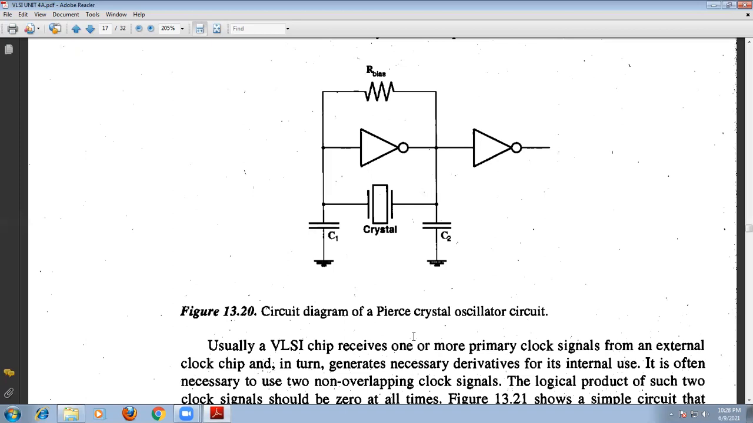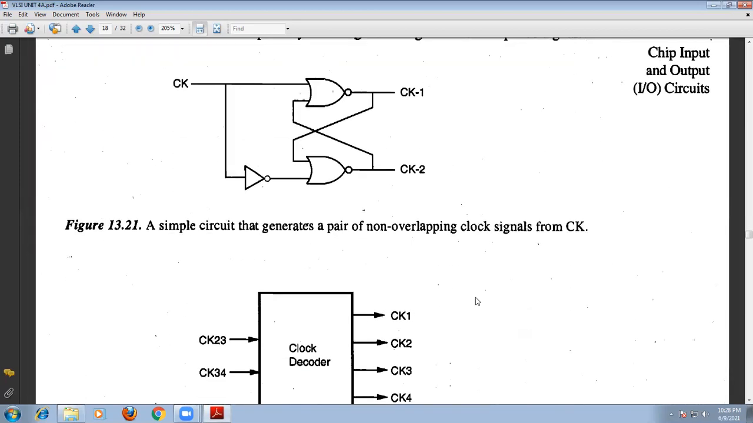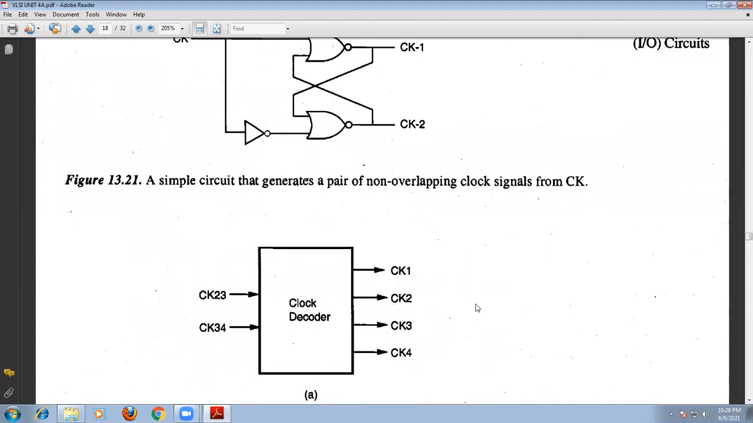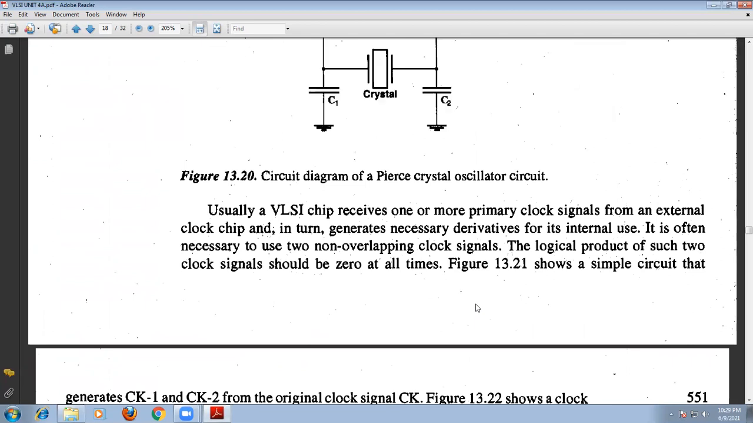What is the meaning of non-overlapping clock signals? If you take the logical product of these non-overlapping clock signals, the result is 0 at all times. That is the non-overlapping clock signal. For example, I am going to show here how non-overlapping clock signals can be generated.